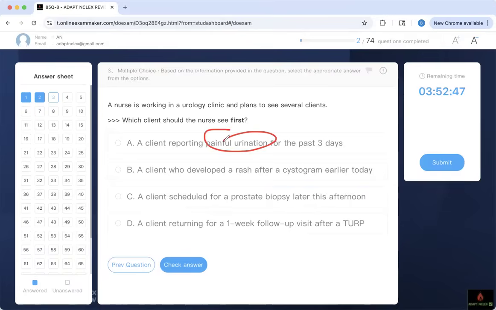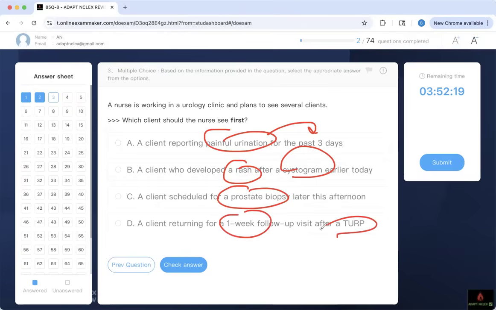Well, painful urination for 3 days. It's not fun, right? You may have some UTI or probably a kidney stone, whatever. You develop a rash after a cystogram. Do you expect that? Be sharp, look for the not expected. If I do a cystogram, should you have a rash? No. You're about to get a prostate biopsy. What is so worrisome about this? And you're following up after TURP, right? It's a procedure. I'm not saying you're bleeding. There's nothing there. As you can see, B is the right answer.